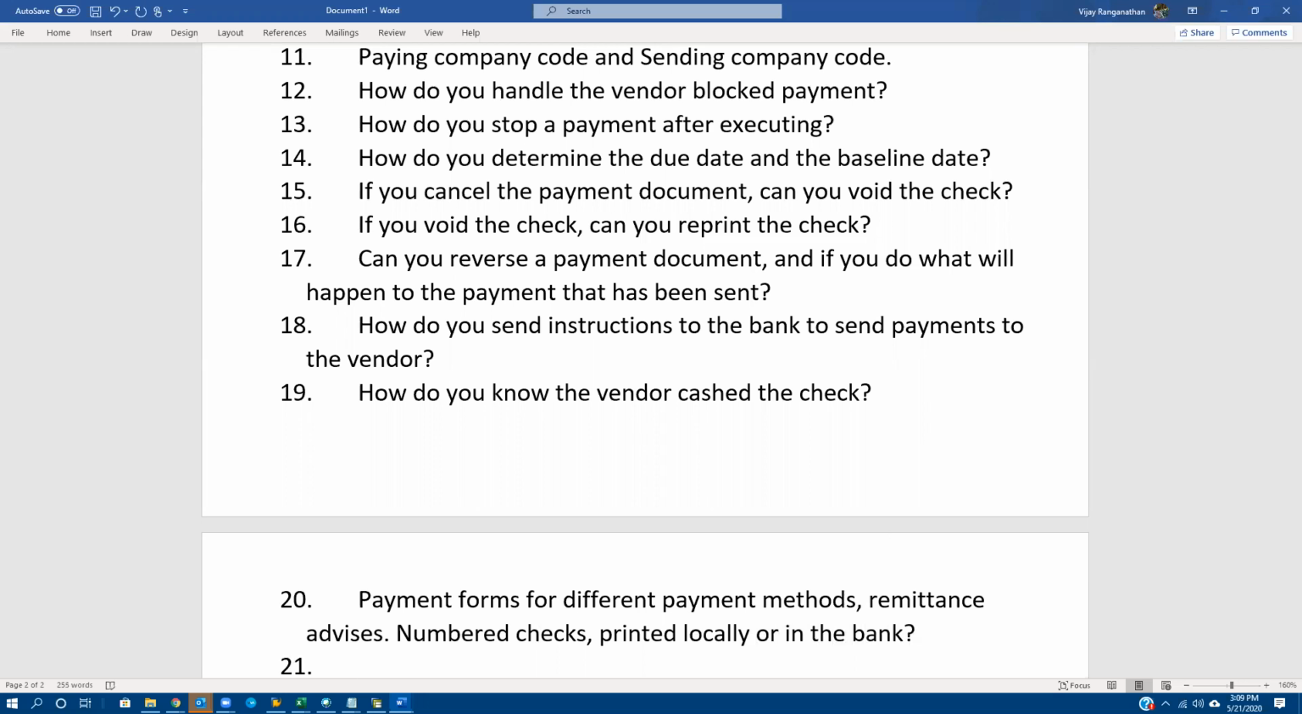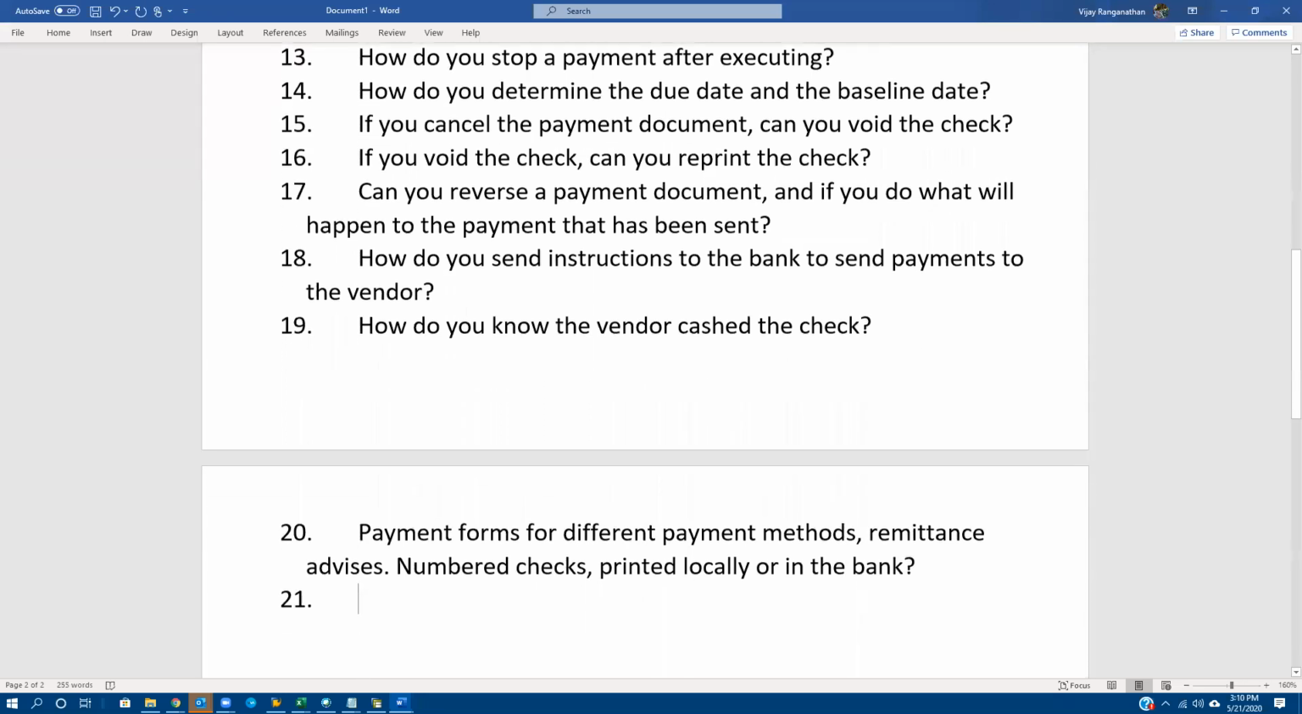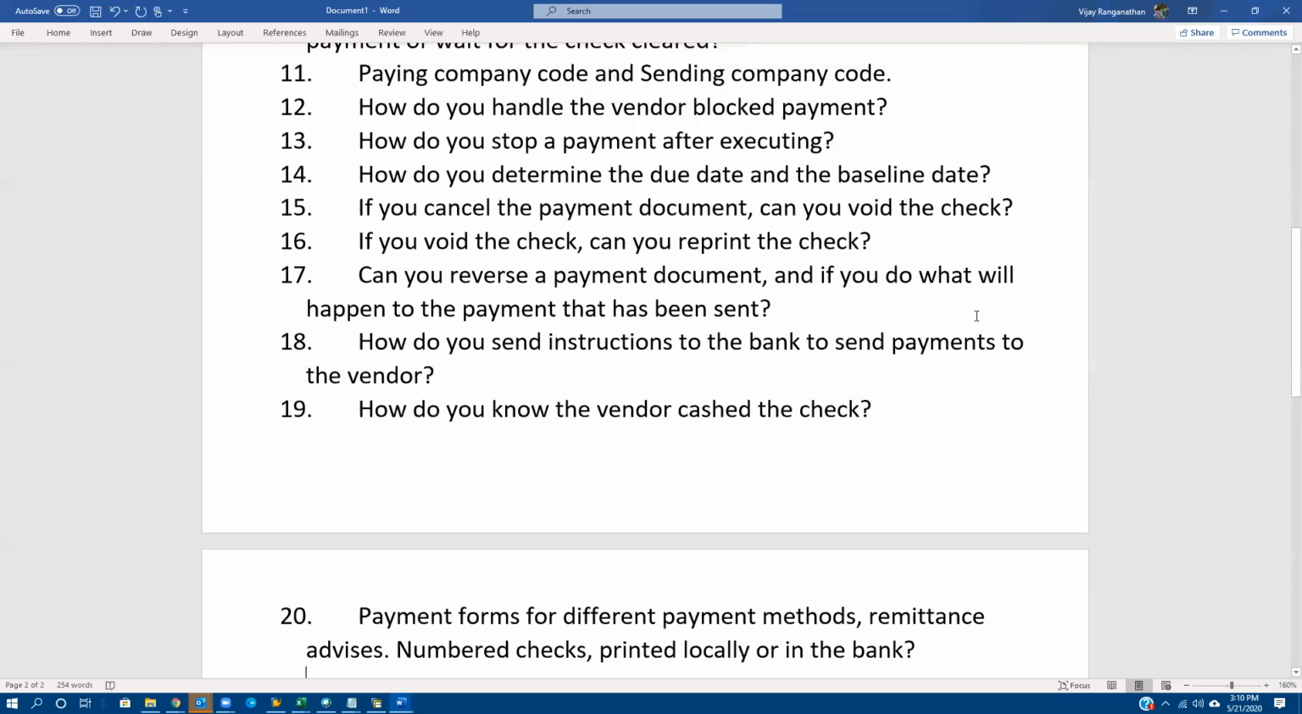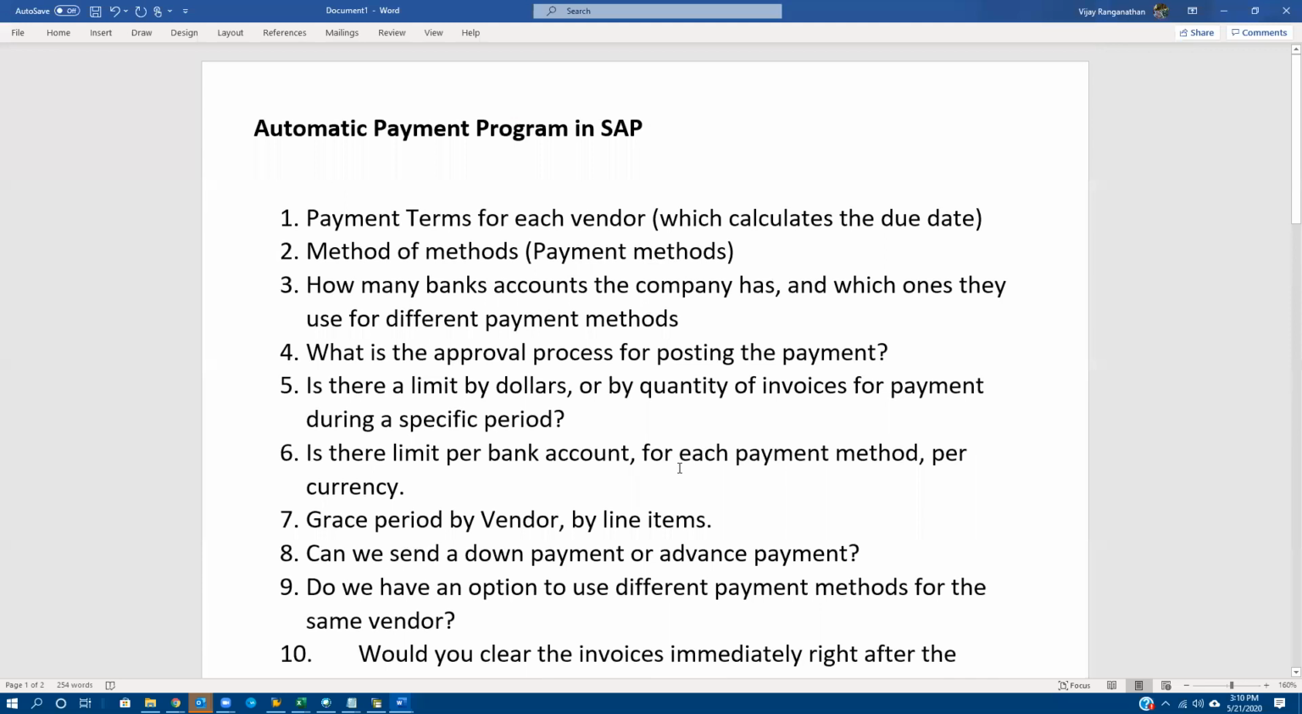Now, if the bank prints a check, how do you know? Let's say you print the check and send it to the vendors, how do you know this is actually issued by the company? How would the bank know, right? That's called positive pay. The other day we were working with Anand, right? That's called positive pay. So let's not get into that. There are more, and these are very important points before you go into the payment program configuration.